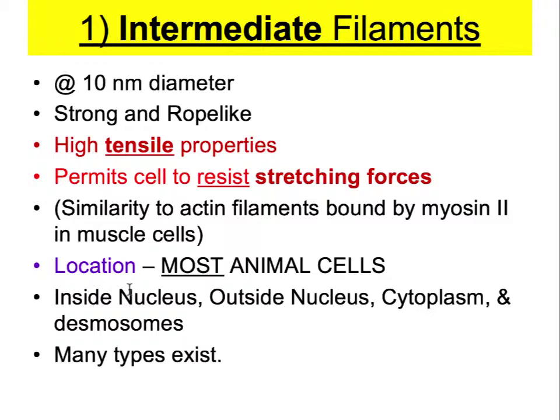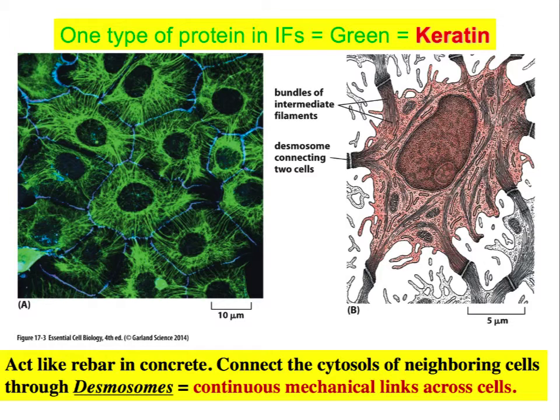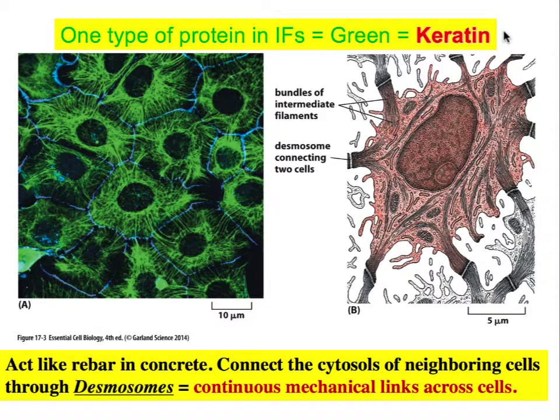Intermediate filaments are found both inside the nucleus and outside the nucleus. Many types of intermediate filaments exist, being composed of alternative types of proteins. The predominant protein found in intermediate filaments in animal cells is keratin. No doubt you have heard about keratin because it makes your fingernails and your hair. But this protein can also be used inside cells directly.